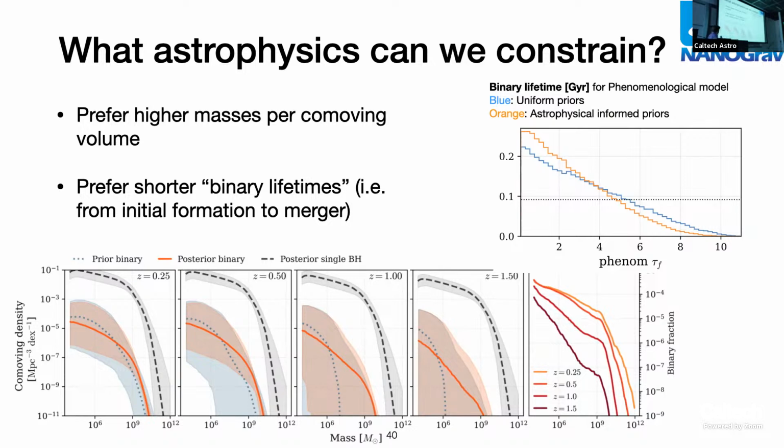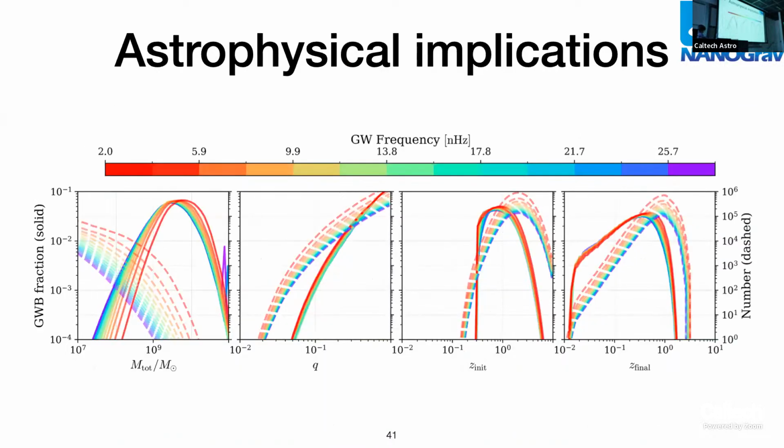Up here, we've got the Bayesian prior that we put on the binary lifetime, and you can see that our posteriors are preferring shorter binary lifetimes. So this is a complicated and pretty looking plot that hopefully I can walk you through.